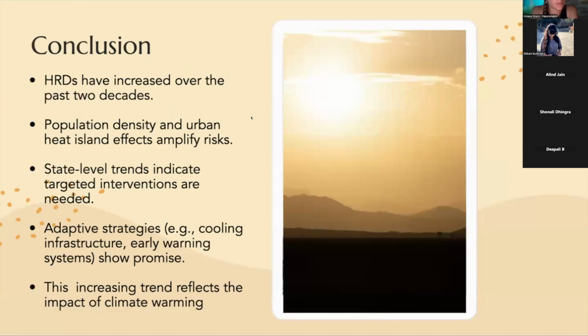The study concludes that HRDs, heat-related deaths, have generally increased over the past 2 decades, primarily driven by rising temperatures and heat wave frequencies. Population density and urbanization contributed significantly to heat-related risk, particularly in states like Andhra Pradesh and Uttar Pradesh. Also, tailored interventions such as early warning systems, cooling infrastructure, and public awareness campaigns are critical to reducing heat-related deaths. The findings provide a basis for developing targeted policies and strategies aimed at reducing heat vulnerability and building resilience.